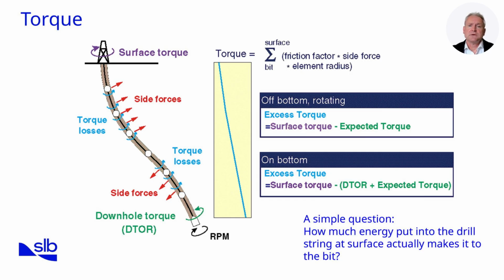In vertical wells with minimal contact, torque transfer is efficient, but in extended reach or high angle wells, significant torque is dissipated before it reaches the bit.